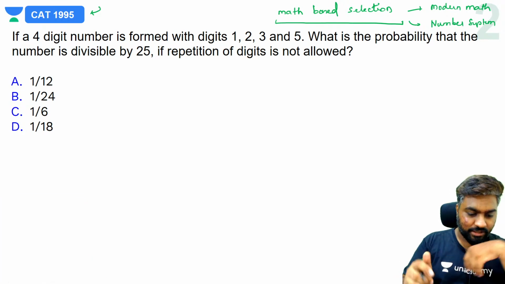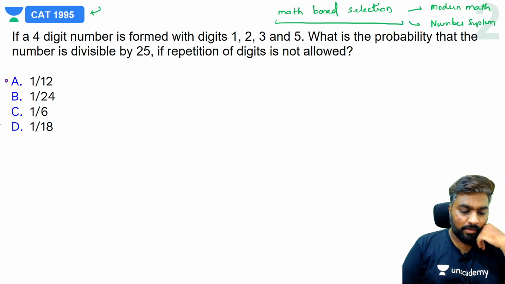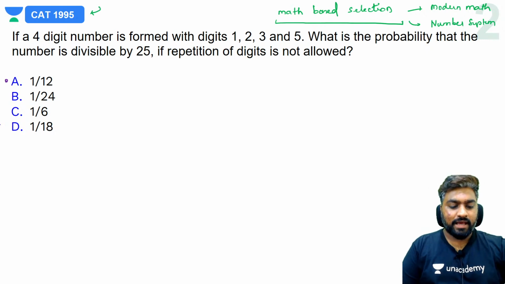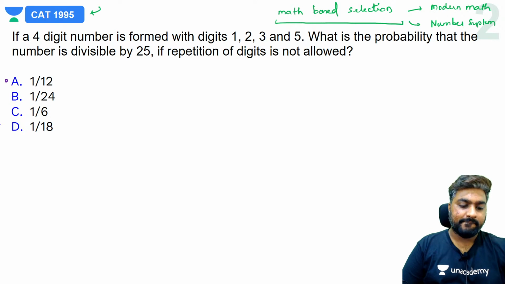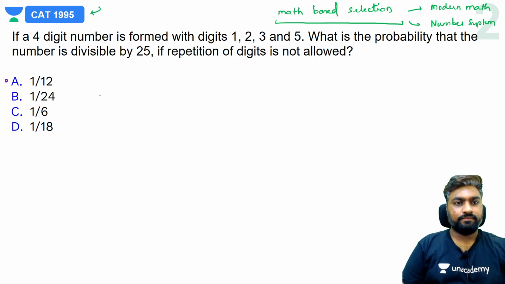Okay, Ayush says A, 1/12. Okay, how about others? Technically a very easy question. Done. Gaurav also says A.